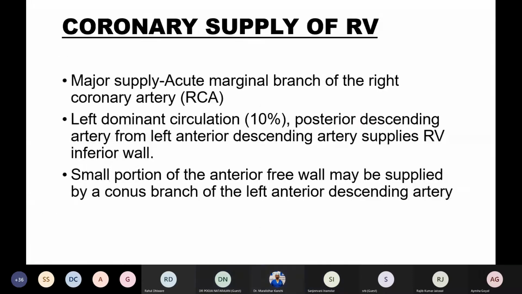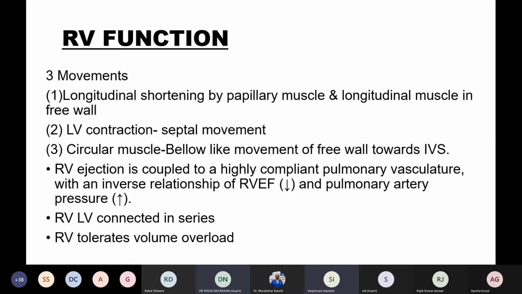So we'll go to the coronary supply of RV. The major supply is the acute marginal, which is a branch of the right coronary artery. In 10% with left dominant circulation, we can have the posterior descending artery from the LAD supplying the RV, and the other supply from the conal branches.